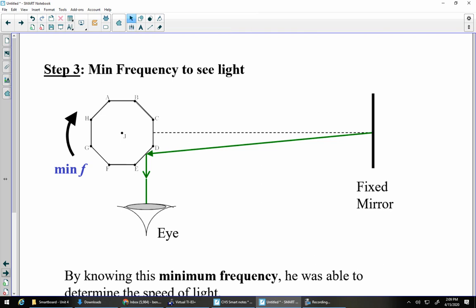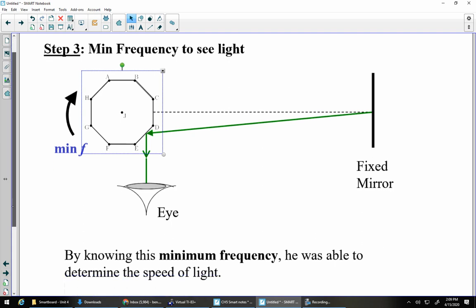So what we want to look at for this then is understanding the minimum frequency and how important that minimum frequency is so that the person could see the light. So that light ray is bouncing off the eight-sided mirror, and if it's got the right frequency, the eye will still be able to see it. Perfect.